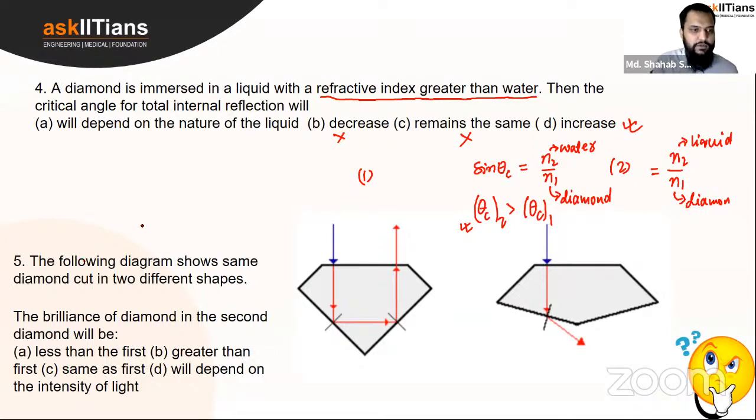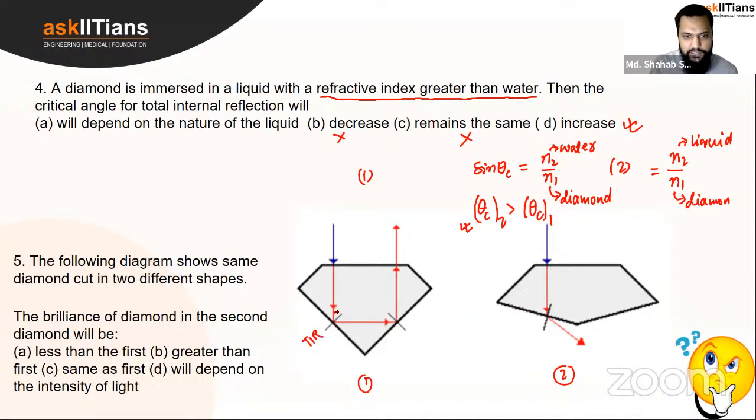Let's read question number 5. The following diagram shows the diamond cut into different shapes. So you will see how the cutting affects the total internal reflection, right? In two different shapes. One shape is this and another shape is this. Here you can see light enters like this perpendicularly, so it will go without deviation here. Then it hits here, and now you can see TIR is taking place here, total internal reflection.